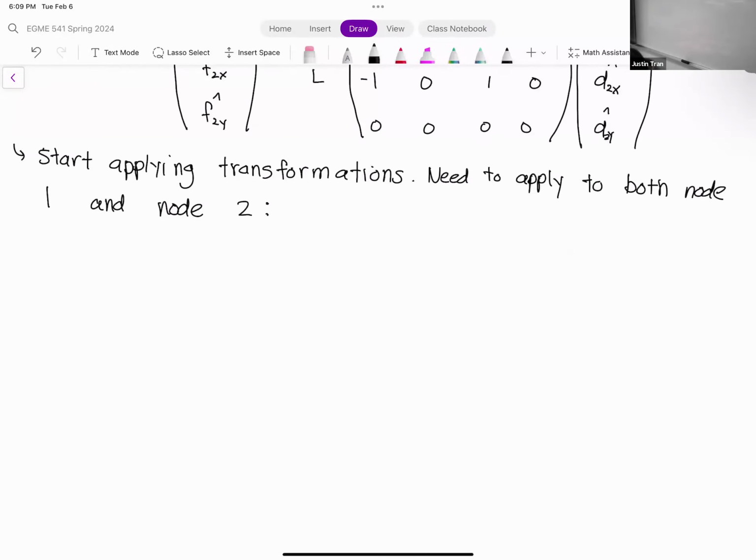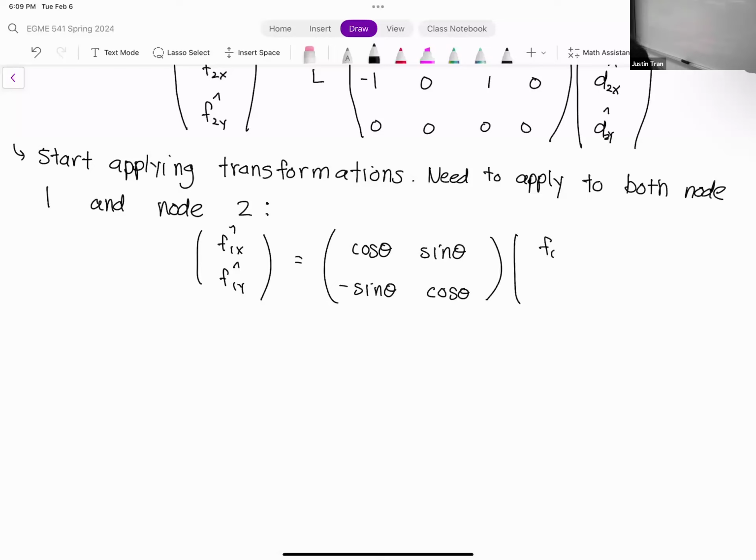All right, because we know from our single node transformation, if we want to do f1x, f1y hat, this is equal to cosine theta, sine theta, minus sine theta, cosine theta, multiplied by f1x, f1y, right? That's just a straight up application of our transformation matrix.